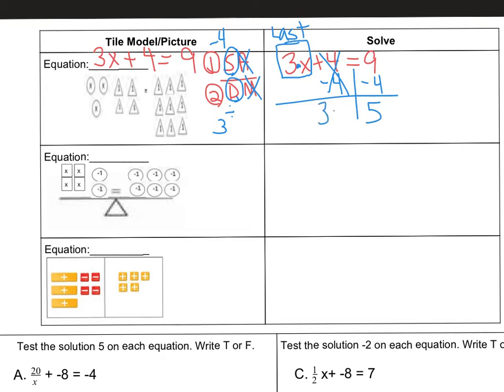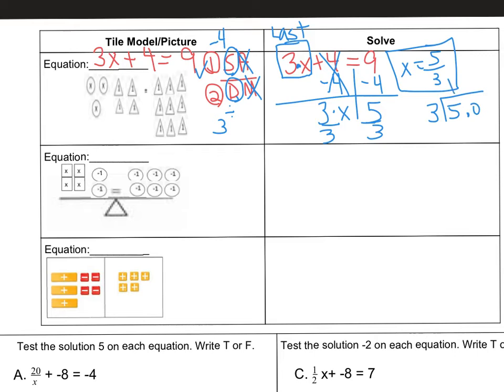I take the 3 times the x out of the box because that's my final step. And it says, I already did step 1, so step 2 says divide by 3 on both sides, and x is equal to 5/3. I'm already simplified. In simple terms, you can get an answer that's in fraction form.